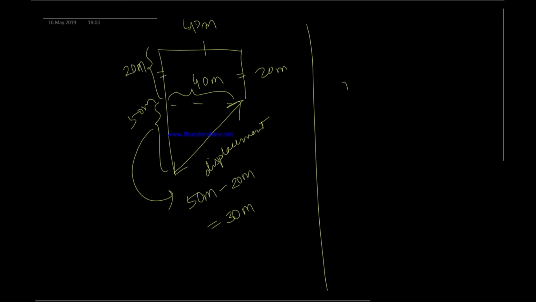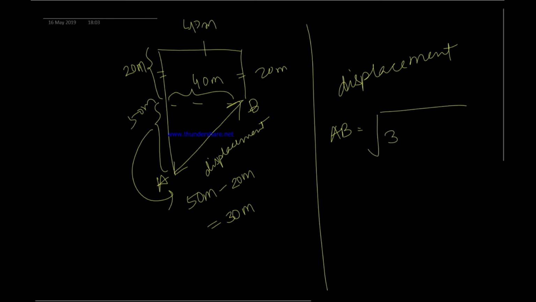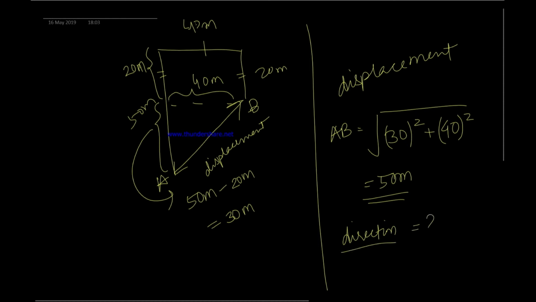So if we look at this triangle, the displacement we can get by the Pythagoras theorem. The displacement between A and B will be under root of 30 whole squared plus 40 whole squared. Thus we get the magnitude of displacement equals to 50 meters. But since displacement is a vector quantity, we need to find out the direction as well.